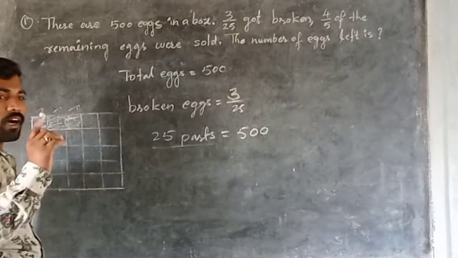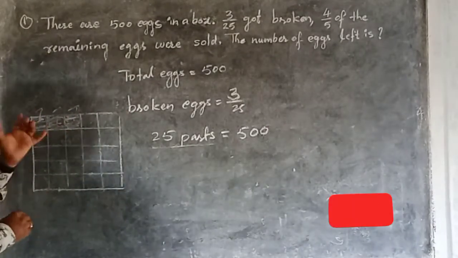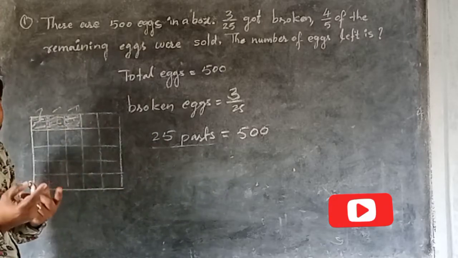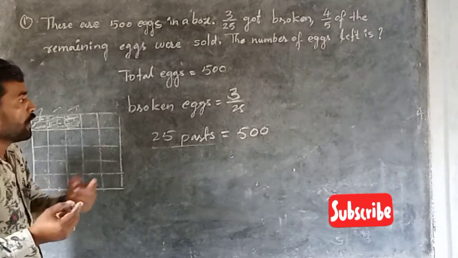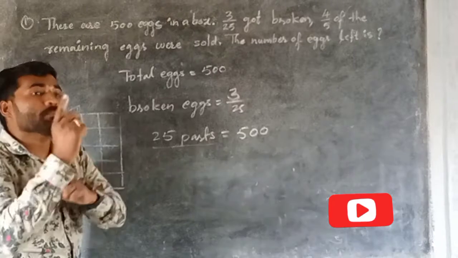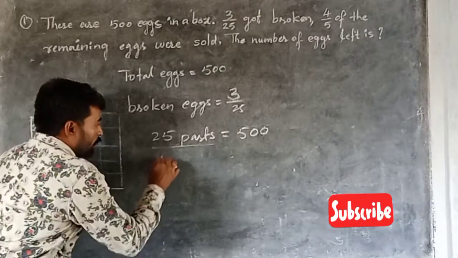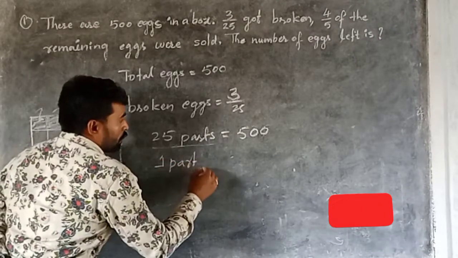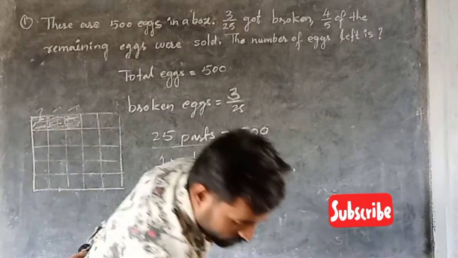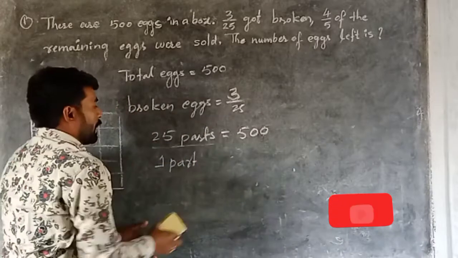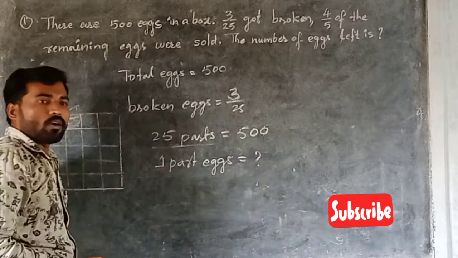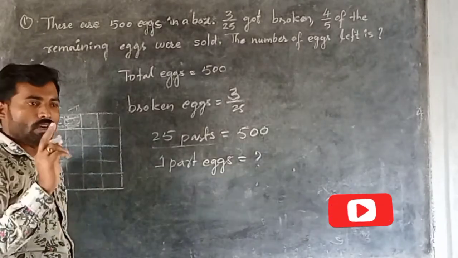One part means always you have to do the division. Here total parts are 25. In one part how many x are there? You want to know that. Total x are 500. Total parts are 25. Then one part means how much? 20. One part x are equal to how much?